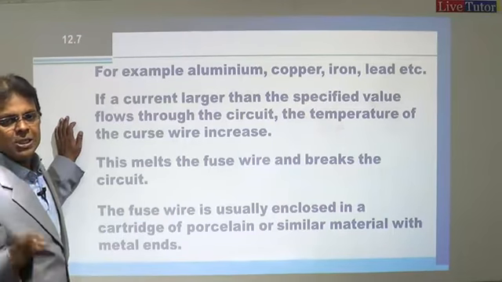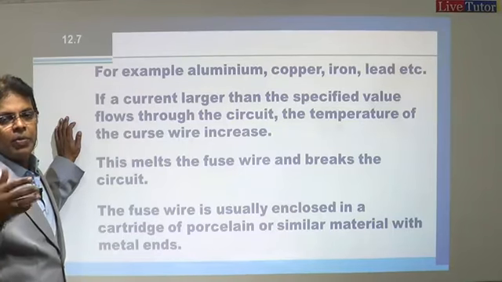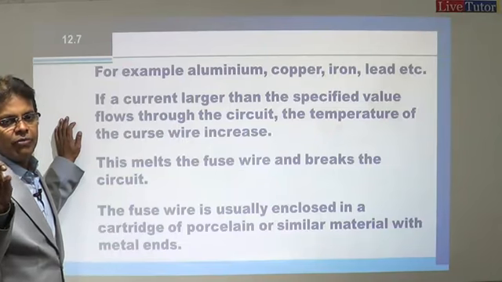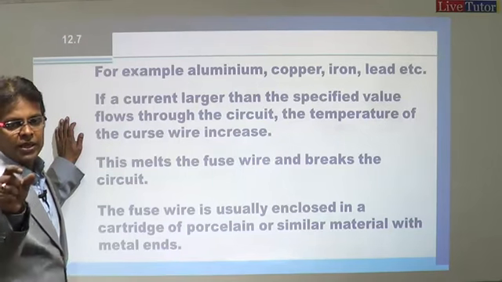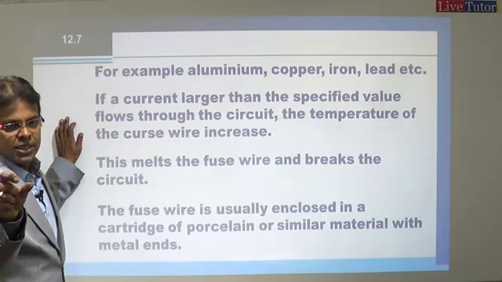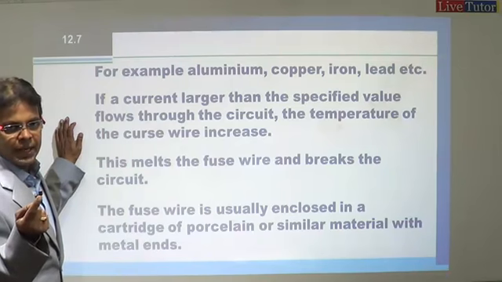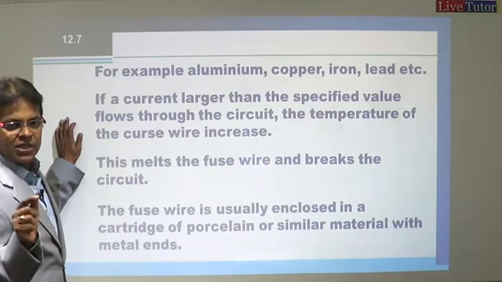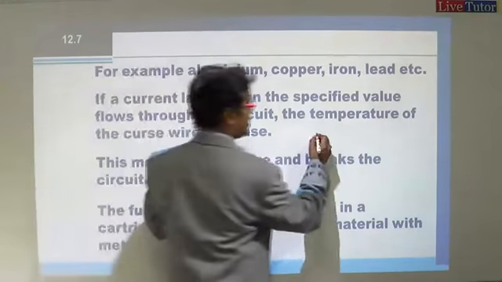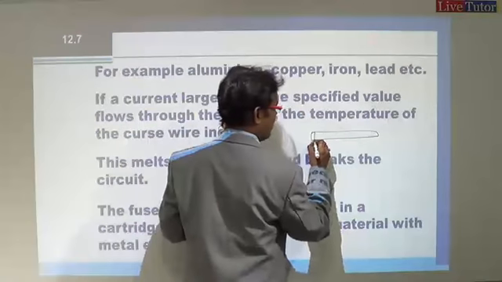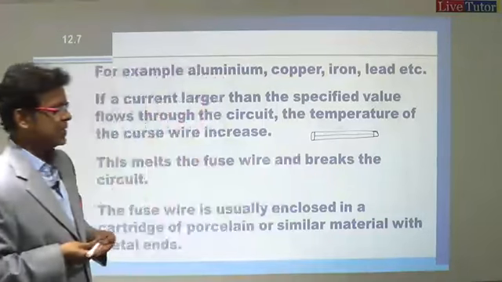If a current larger than the specified value flows through the circuit, the temperature will keep on increasing, so that this wire will fuse. Usually you would have seen this in the meter box in our house. If you take the fuse carrier, there is a small wire kept inside. Fuse is a special device made with a glass vessel, like a glass capsule with a wire going inside. Usually the fuse looks like this, right?